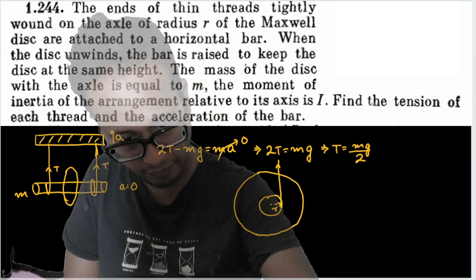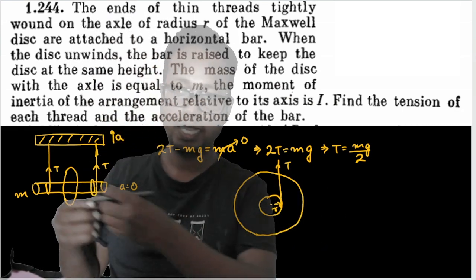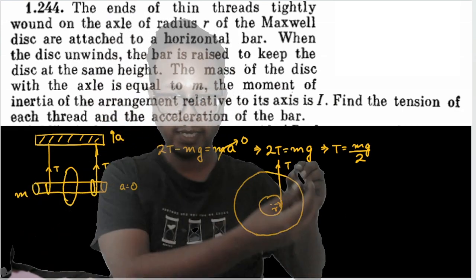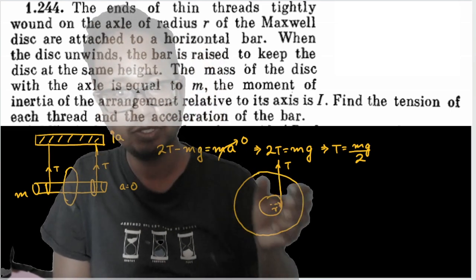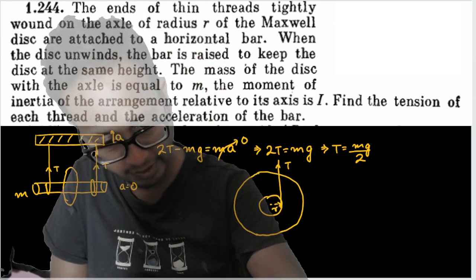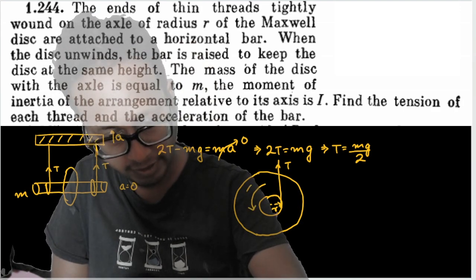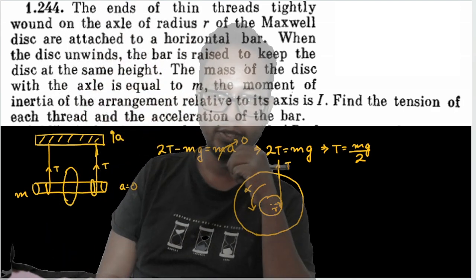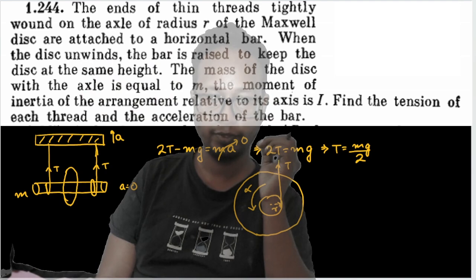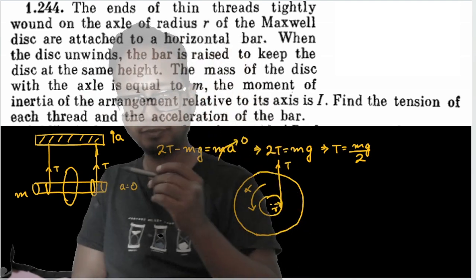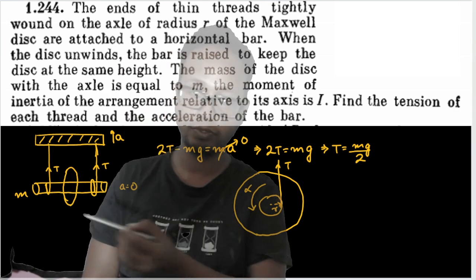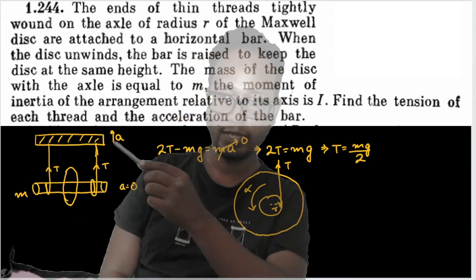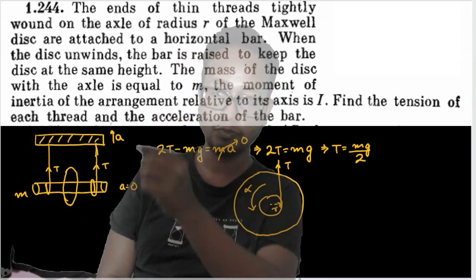The value of tension force is nothing but mg by 2. I'm just seeing this same setup from the side view, and I must find out the angular acceleration of this one. So when this is let go, this Maxwell disk is supposed to rotate with angular acceleration alpha. I have to find out the angular acceleration alpha. Now see, the acceleration of this entire Maxwell disk or this entire setup is equal to 0 from the ground frame of reference, and this bar or this slab is moving up.